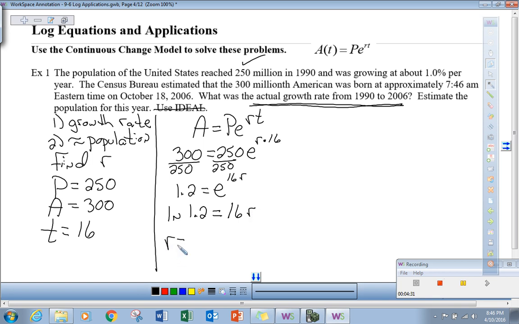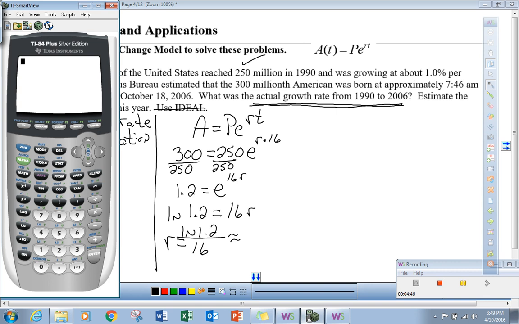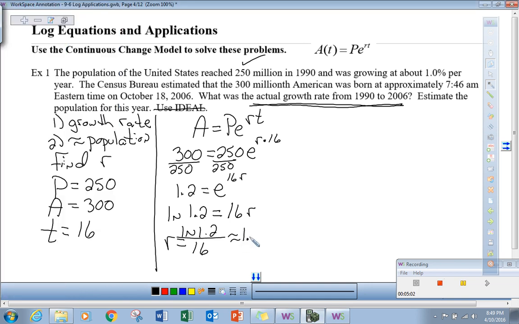Well, it looks like my growth rate is natural log of 1.2 over 16. We're going to use that exact value in our formula. In terms of your calculator, guys, easy to type that in. Natural log of 1.2. Make sure you close that parenthesis off, though, and then go ahead and divide that by 16. So it looks like my growth rate is approximately 1.1395%.